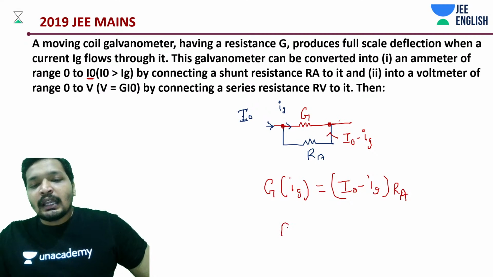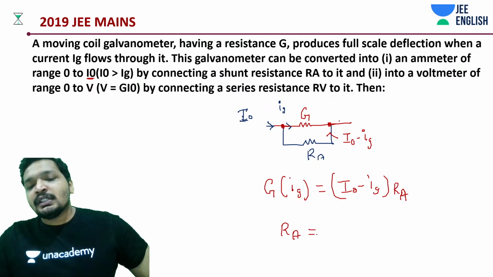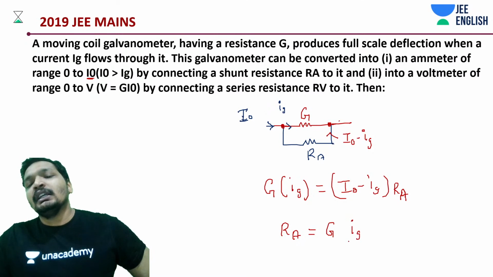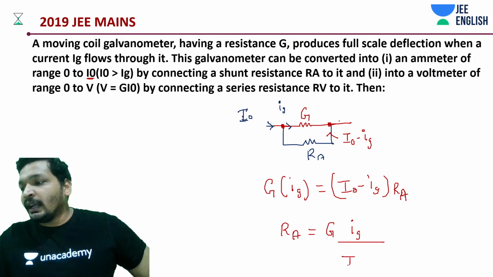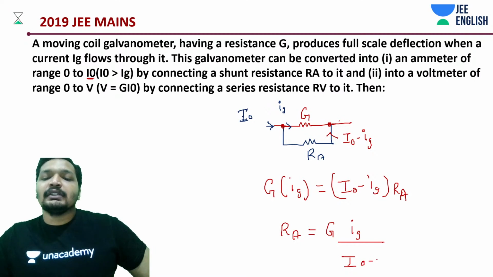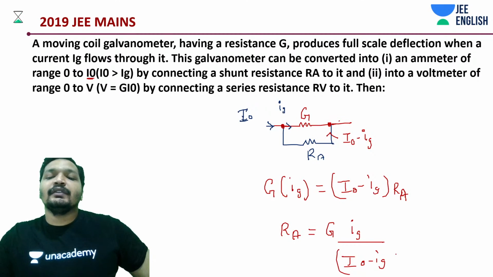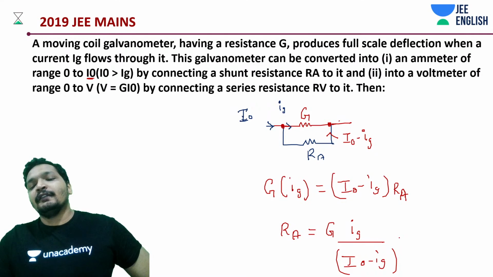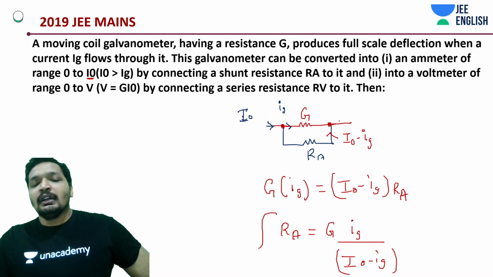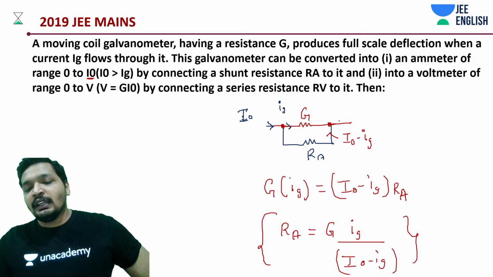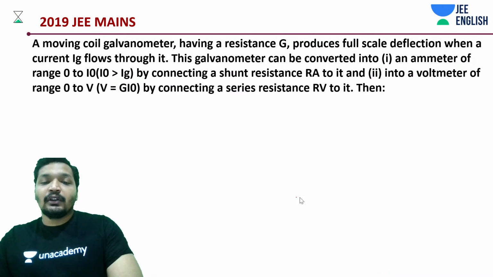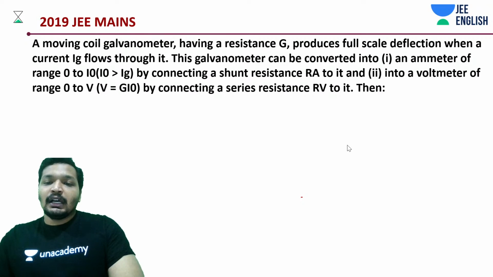Okay, RA is going to be G into IG divided by I naught minus IG. We have this, and then what do we have? That's it. We know this thing. And now the next thing that we need to do is calculate RV. Now let's calculate RV.